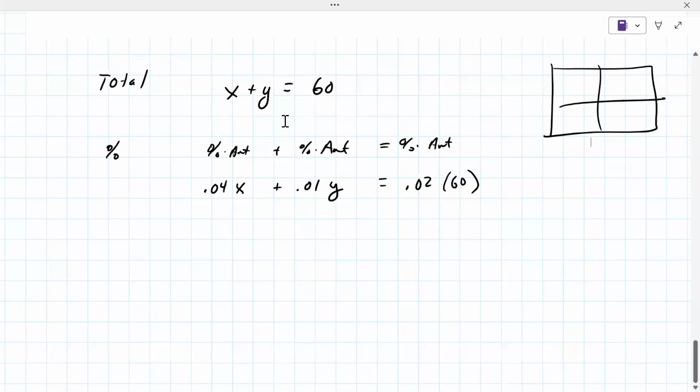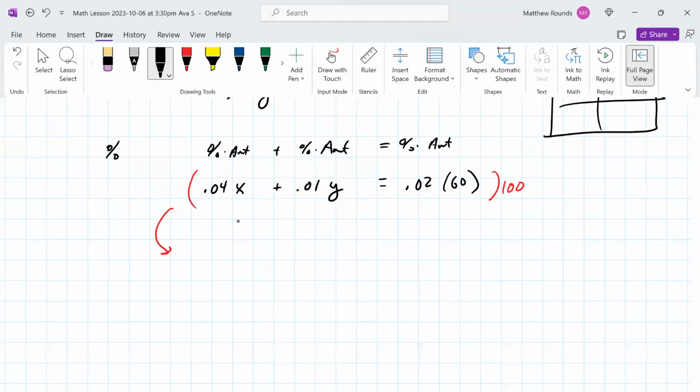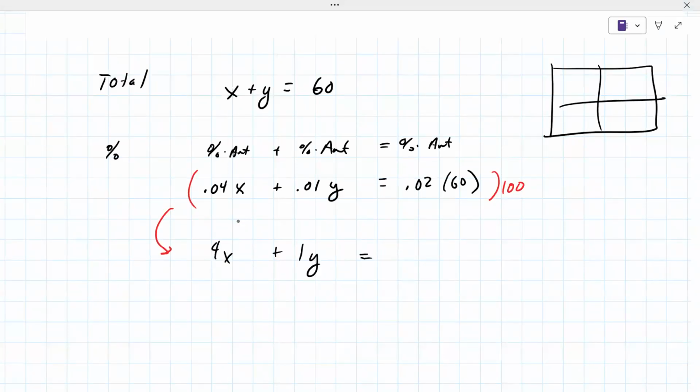Right. So you're down to a system of equations again. There's no calculator on these as well. Sometimes it depends. I would assume you'd have a calculator here on this one, but you might multiply everything by 100 on the second one to get more comfortable numbers. That would be a normal thing to do here. So that would be 4x plus 1y equals 120, and then the other equation is x plus y equals 60.